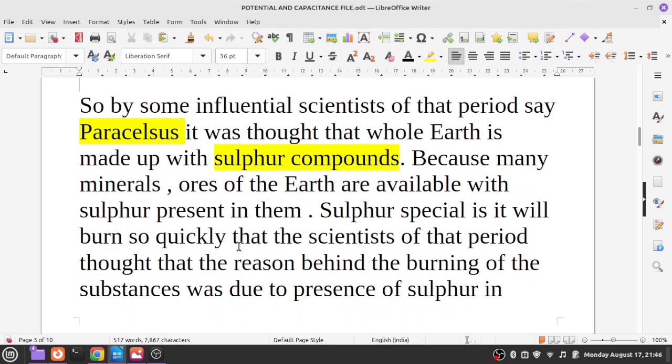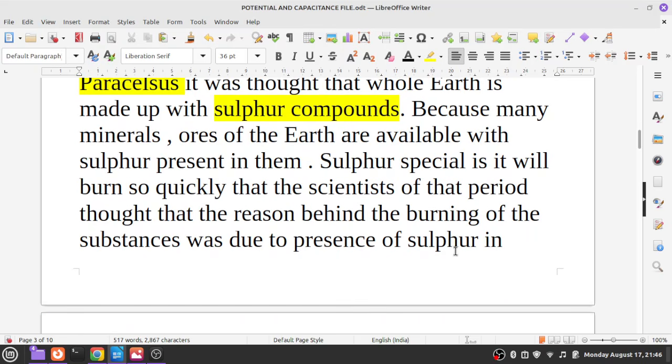And so many scientists of that period, 1661, thought that the burning of substances was due to the presence of sulfur. Okay, without sulfur the substances will not burn; only with sulfur will substances burn. Suppose paper is burning, it is because the paper contains a small amount of sulfur. That is the idea of 1661.